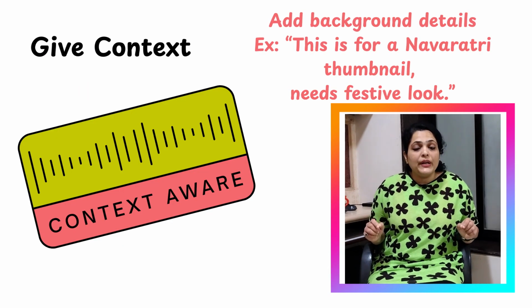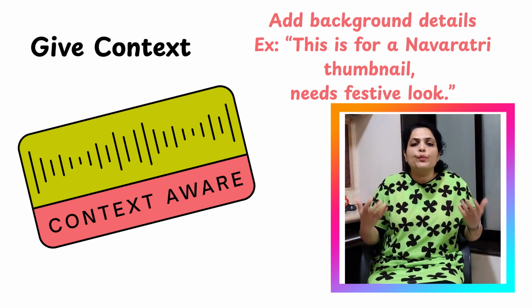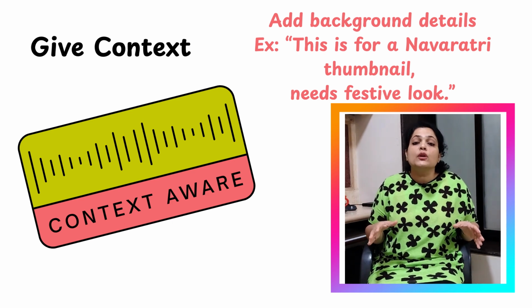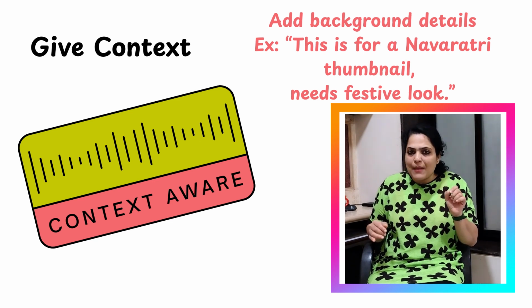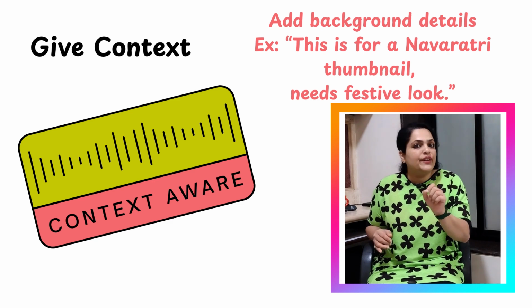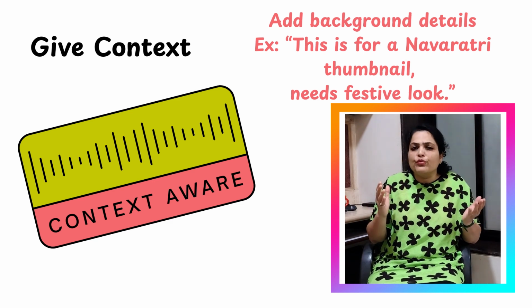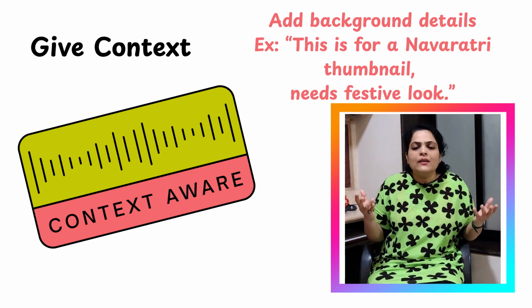The second component is giving it a context. That means you have to provide additional information to the AI. For example, this YouTube thumbnail is for my Navratri video. So make it look very festive, youthful, colorful, bright and vibrant in colors.